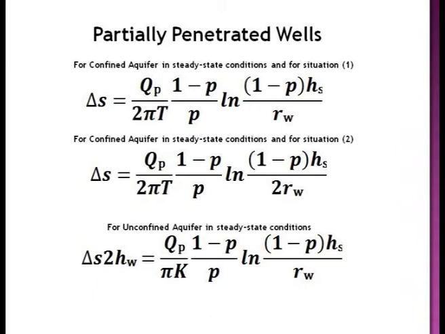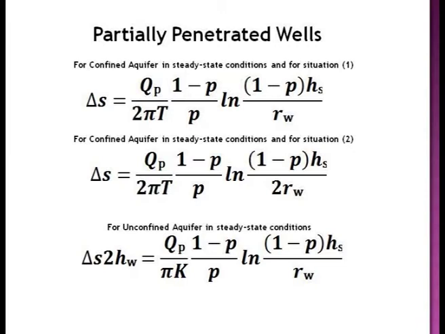In the second situation of the confined aquifer, delta S equal to Qp upon 2 pi T into (1 minus P) upon P into ln of (1 minus P) into Hs upon 2Rw. What is ln? ln is the log to the base e.